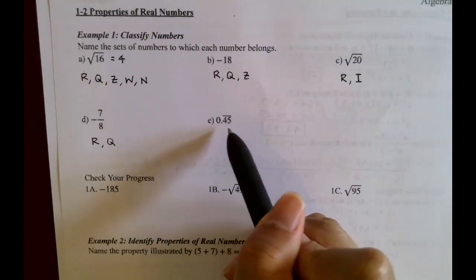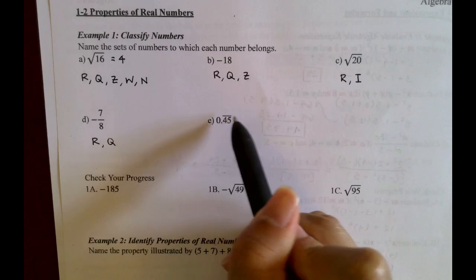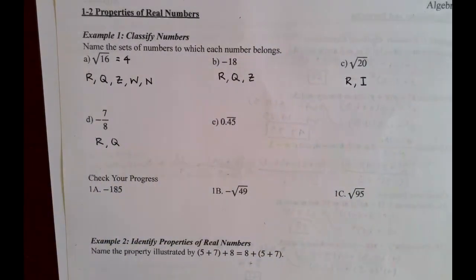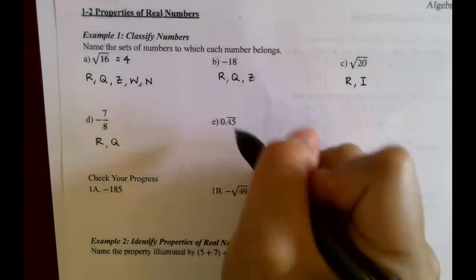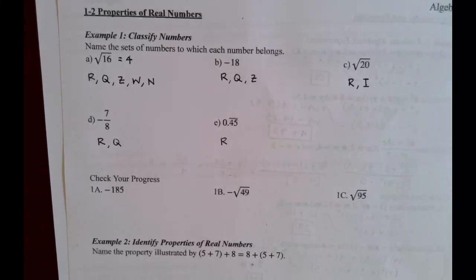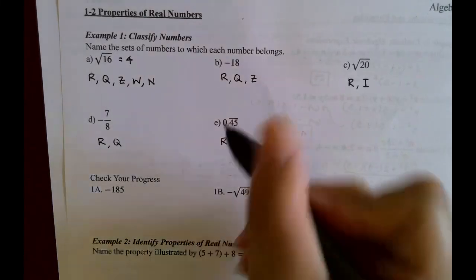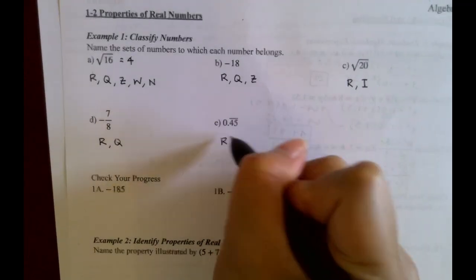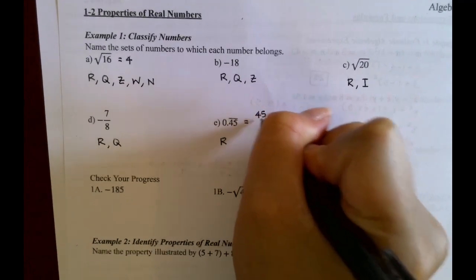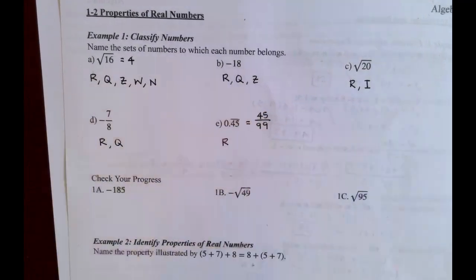Next one is 0.45 with the bar over it, which means that really it's 0.4545454545, etc. So here, this is part of our real number family because it's not imaginary. It's not a square root of a negative. Even though it's not written as a fraction, I can rewrite it as 45 over 99, right?